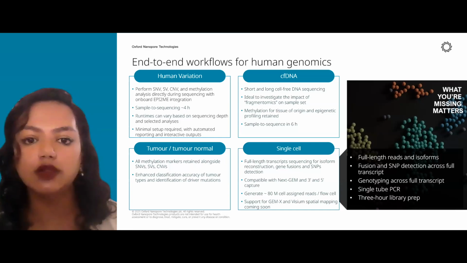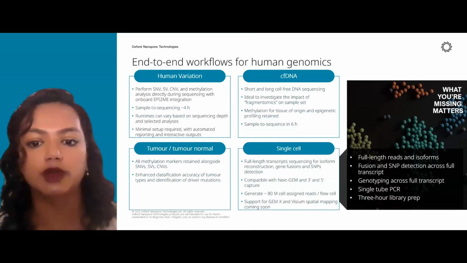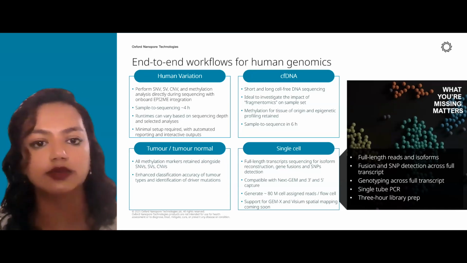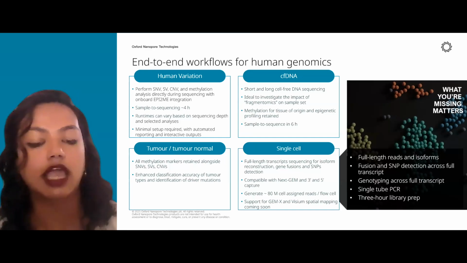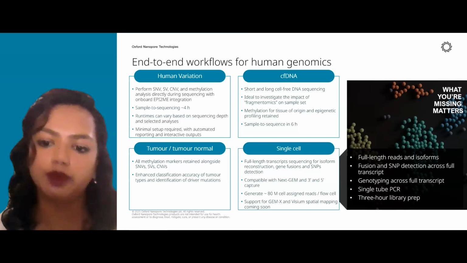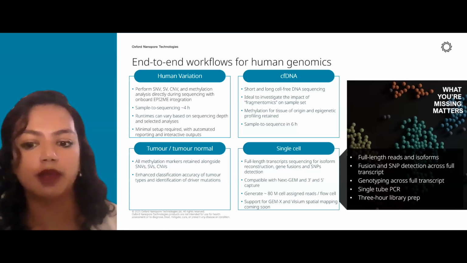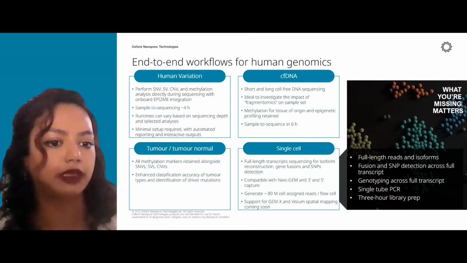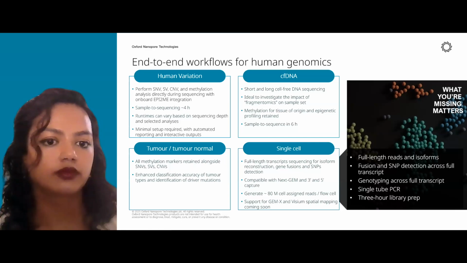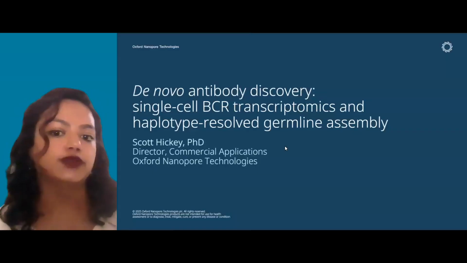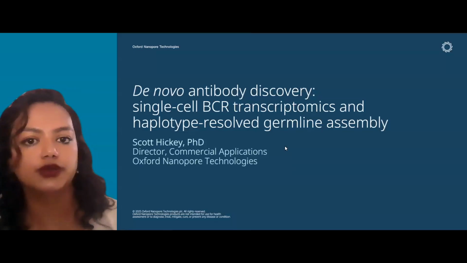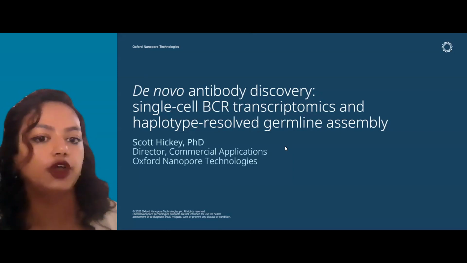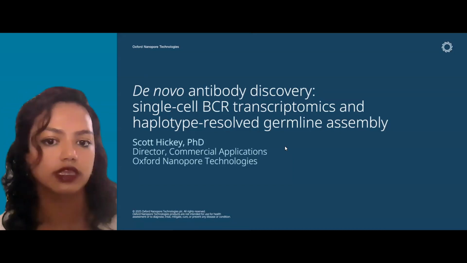And lastly, our single-cell workflow enables full-length transcriptomic sequencing for isoform reconstruction, gene fusions, and SNP detection. It generates around 80 million cell-assigned reads per flow cell and supports emerging technologies like GEM-X and Visium's spatial mapping. Now I will hand it over to Scott Hickey, again, who's the Director of Genomic Applications, and he'll take us through his groundbreaking work combining whole genome and single-cell transcriptomic sequencing.